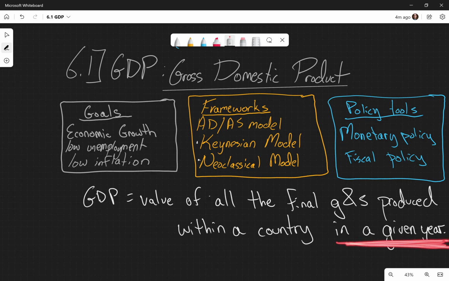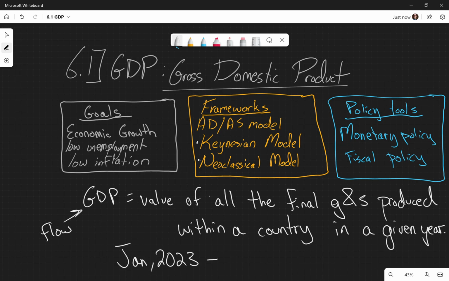So this is not a stock of something, right? If you think about your checking account or your savings account, that's a stock of the amount of money that you have, right? And then every month you get paid or something like that. That's a flow that goes into your checking account. Every time you get money, that's a flow into your checking account, and your checking account is the stock. This thing right here, GDP, is a flow, right? This is a yearly measure that happens between January of 2023 and December of 2023, right?